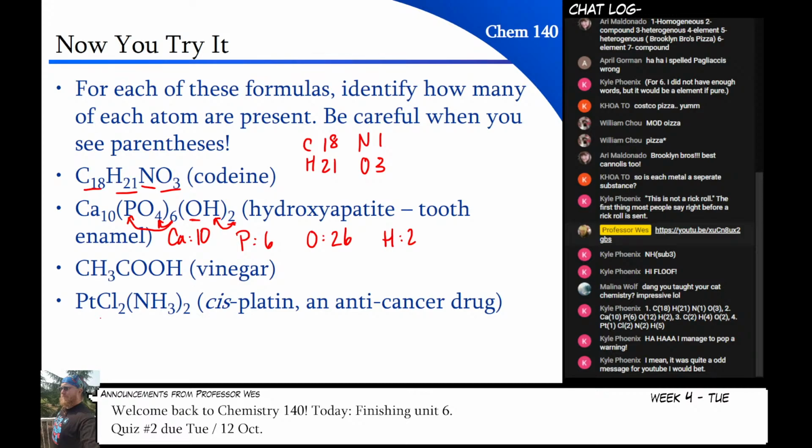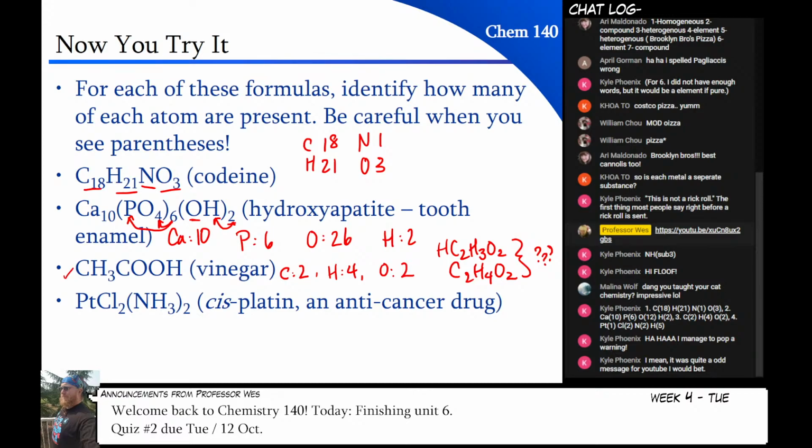Down here at the vinegar, I've got 2 carbon, 4 hydrogen, and 2 oxygen. You may actually see vinegar is written like this. Or even weirder, you might see it written like this. And there are special reasons for both. There's also a special reason for why it's written like this.